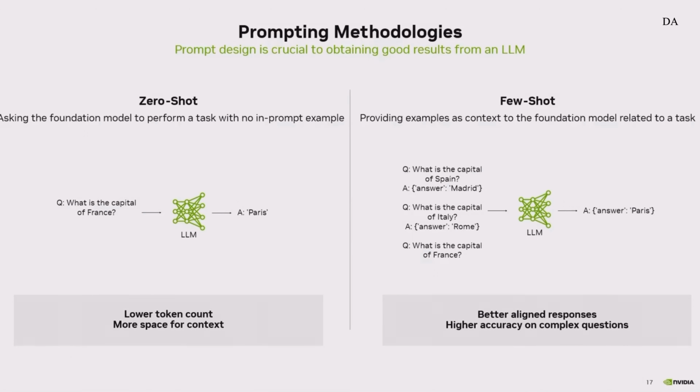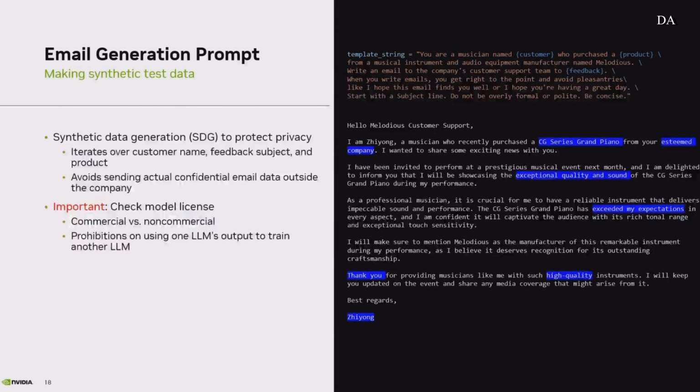We can also use a prompt to generate synthetic test data. Do you remember in the demo that you just saw, we had about 100 emails that came in that were complaining or complimentary about a whole range of products and over a whole bunch of names. Here's the prompt that was used to generate that. We see that it contains variables customer, product, and feedback, along with some instructions. For example, when you write emails, you get right to the point and avoid pleasantries, like "I hope this email finds you well," or "I hope you are having a great day." Start with a subject line and such. And so we want it to be concise.